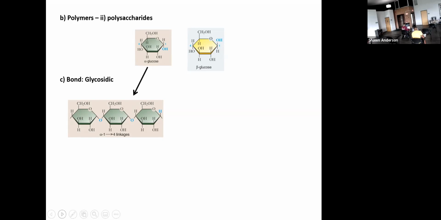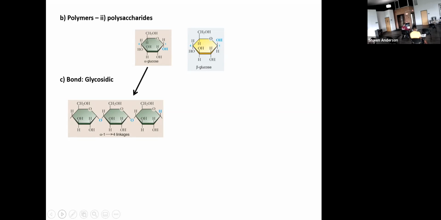This is a glycosidic bond. So we're going to name these bonds and identify these kinds of bonds, first of all, based on what kind of glucose monomers are coming together to form the bond. So we notice we have alpha linkages. We're also going to see beta linkages. So you see alpha linkage, that's when alpha glucose monomers are coming together. All right, so that's the first thing.